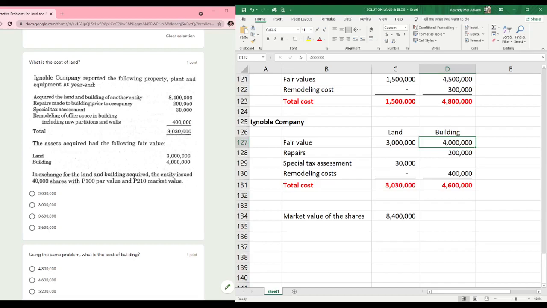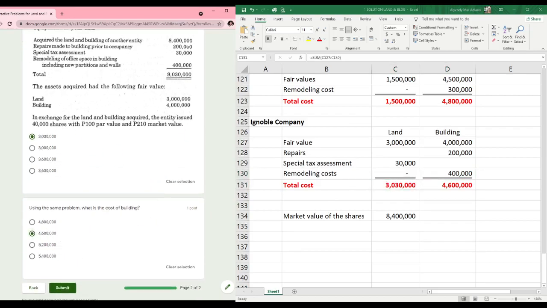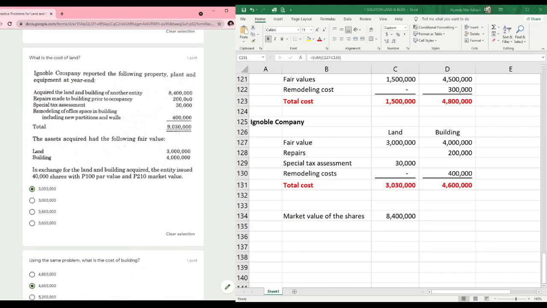So take note this time, this is not anymore an ordinary repair, because this repair is used in order to prepare the building for its intended use, in order to bring the building to its present condition. So therefore, the 200,000 must be accounted for as cost of the building. Okay? Then for the special tax assessment, of course, that is for the land. And for the remodeling, in other words, the renovation, that is for the building. So for the total cost, we have for the land 3,030,000, and for the building, that is 4,600,000. And that ends the discussion of this problem.